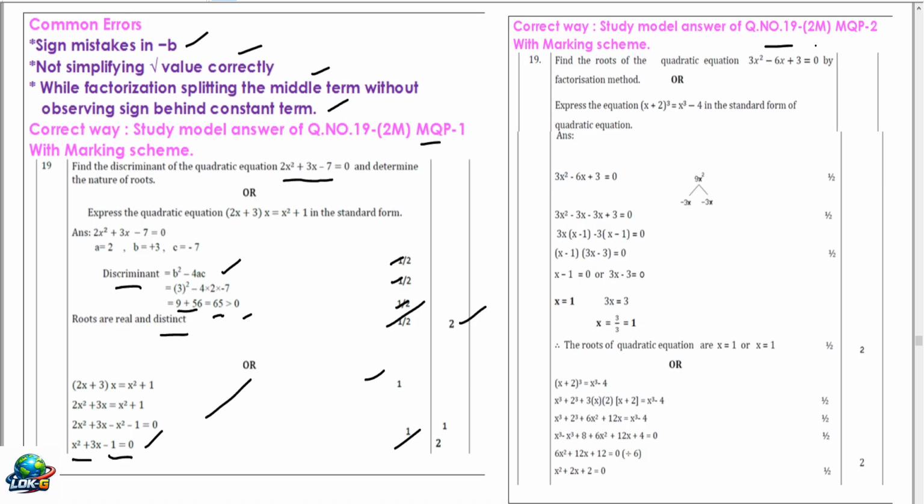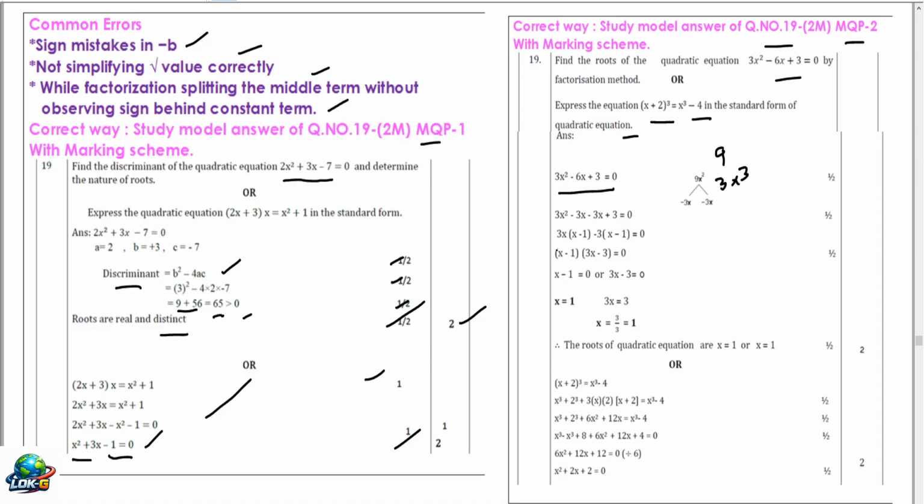Next, model question number 2, 19th question. Find the roots of the quadratic equation by factorization method. Express x plus 2 whole cube is equal to x cube minus 4 in the standard form of quadratic equation. Let us take 3x square minus 6x plus 3. I told you a and c you have to multiply, which is 3 3s are 9. The sign is plus. The factors of 9 are 3 into 3.